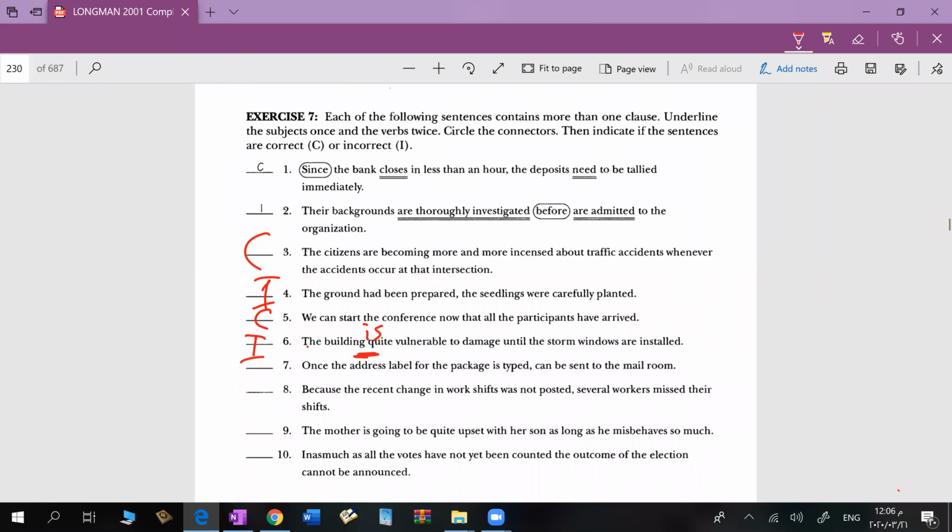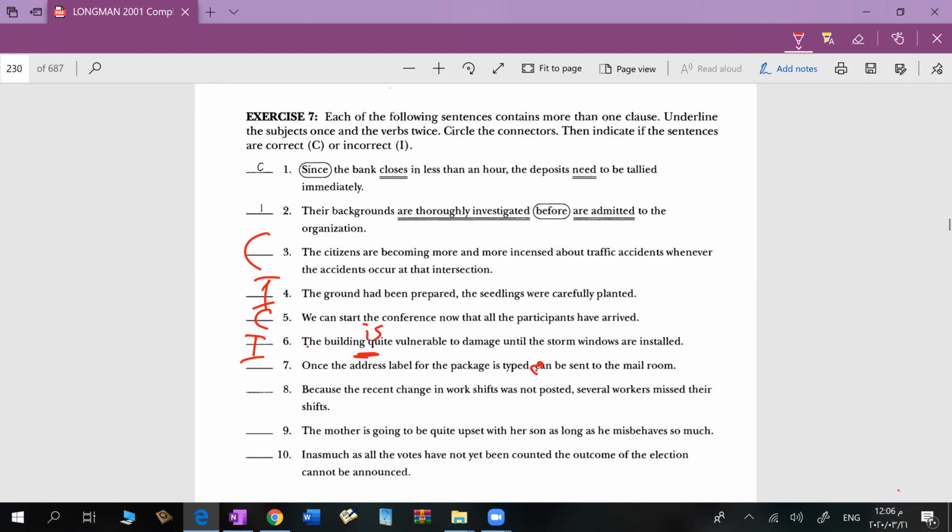Right? Number 7, once the address label for the package is typed, comma, can be sent. What do you think? Incorrect, because the second clause does not have a subject. Correct. I'm sorry. What did the young lady say?